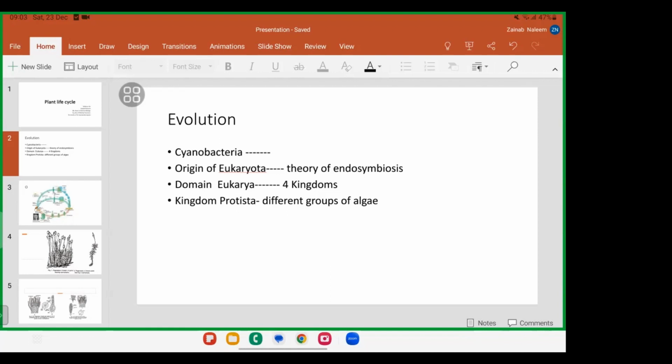Then the origin of eukaryota. Until then we have only prokaryotes in the world. So after the origin of eukaryota, the other plants and animals originated. So the theory of endosymbiosis, I don't know whether you all know these things. The theory of endosymbiosis is a prokaryotic organism that engulfed another prokaryotic organism, to become a double layer membrane containing organism like the eukaryotes. That's the theory of endosymbiosis.